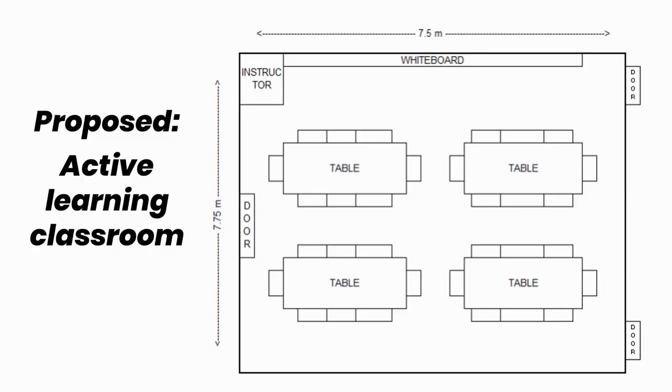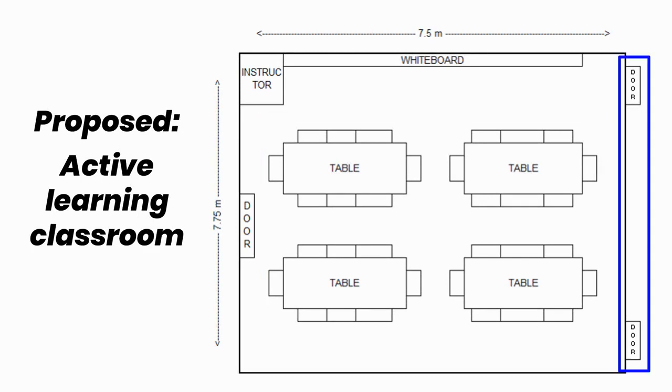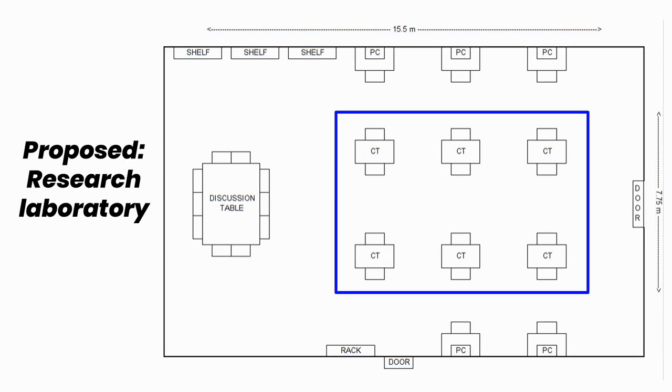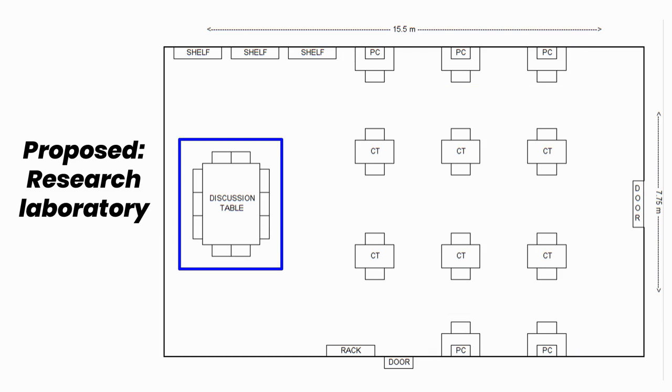Here is our proposed active learning classroom, utilizing large 8-seater tables to encourage group discussions. 2 doors are also recommended. For our proposed research laboratory layout, which will be connected to the classroom through this door, 6 consultation tables will be used for meetings with advisors. 5 desktop computers will be for research to be conducted by the students, and a larger discussion table will be for meetings with visitors or group discussions.